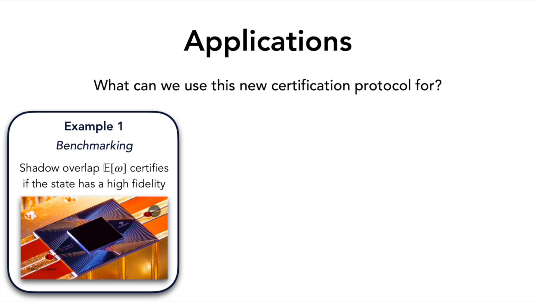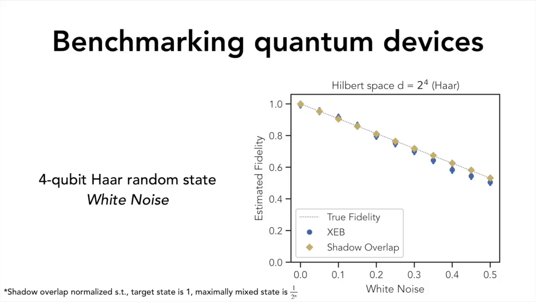So if we jump to slide 59, the first application is to do benchmarking. That's just kind of by definition. It helps us check if we have really created the right thing in the lab or we have created something completely wrong. In the following slides, I presented several numerical experiments comparing this very famous approach called cross-entropy benchmark, or XEB, that was used in the quantum supremacy experiment, versus shadow overlap.